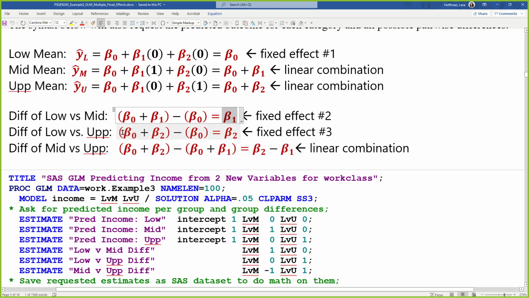Likewise, the mean for the upper group is beta 0 plus beta 2. If I want to know how the upper group differs from the low group as a comparison, the low group is given by beta 0 only. So beta 2 directly tells me how the upper group differs from the lower group.